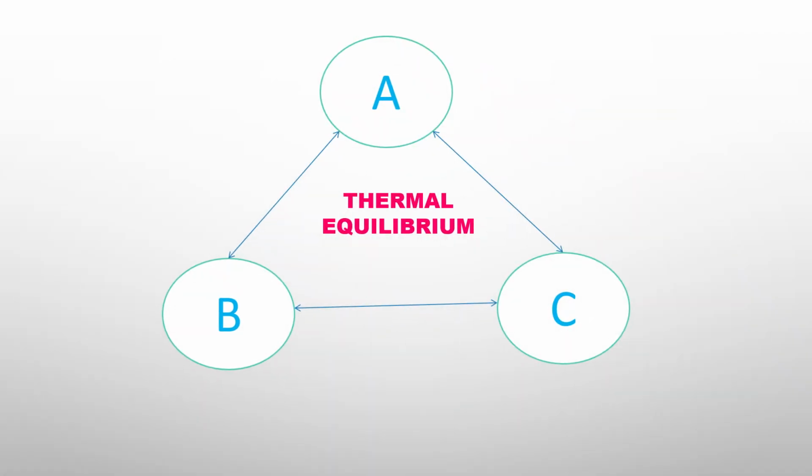So the zeroth law tells that when body A and body B are each in thermal equilibrium with body C, then body A and B are mutually in thermal equilibrium. This concept is helpful to design the thermometer and to measure the temperature.